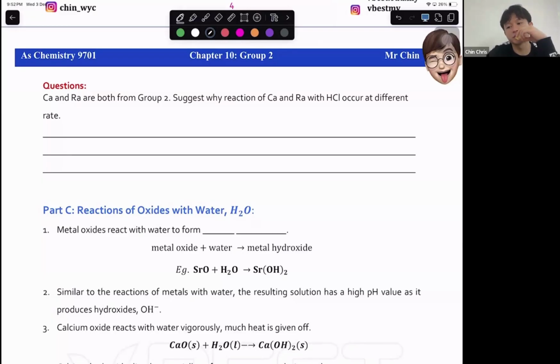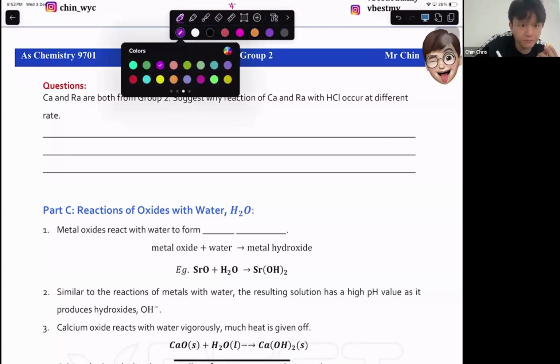Alright, guys, let's go, next question. Calcium and radium are both from group 2. Why does the reaction of calcium and radium happen at different rates? What's the reason? Different reactivity. Why? The atomic radius. Atomic radius increases, shielding effect increases, so it's more reactive. Well done. Good job.